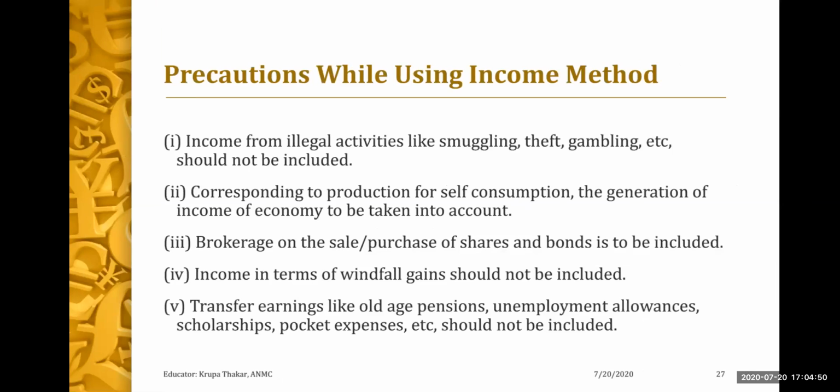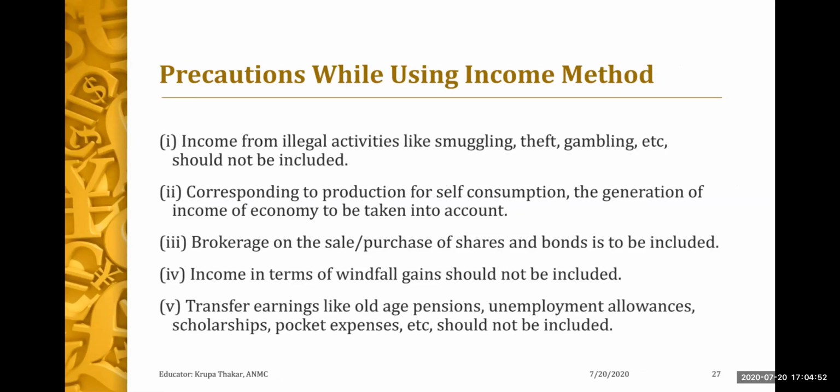Now again, there are certain precautions while using the income method. Income from illegal activities like smuggling or theft or gambling will not be considered, is not included while calculating national income, because it is not white money, or we can say that all this is part of black money or hoardings, which will not be included. So income from illegal activities will not be included.